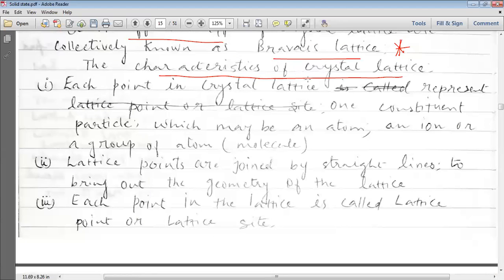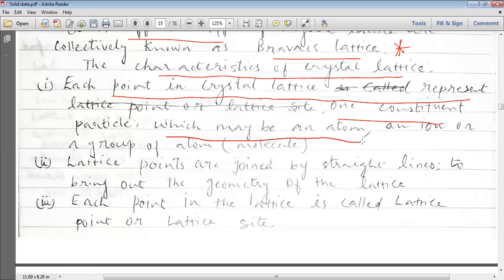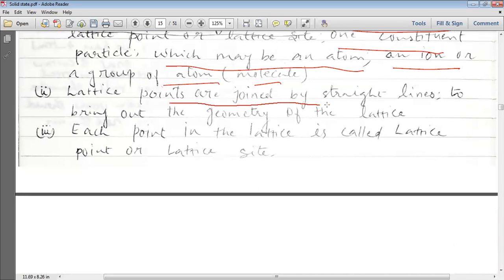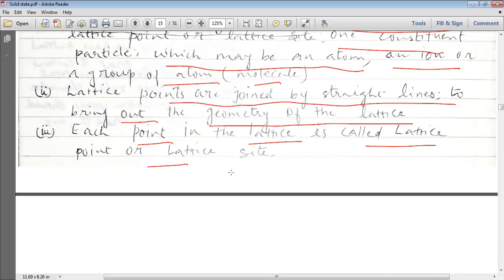The characteristics of the crystal lattice: each point in a crystal lattice represents one constituent particle, which may be an atom, an ion, a group of atoms, or a molecule. Next, lattice points are joined by straight lines to bring out the geometry of the lattice. Each point in the lattice is called the lattice point or lattice site. Please remember that.